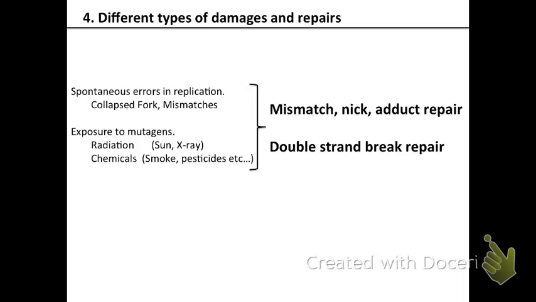All right. So let's now classify the types of damage into two groups to go through them. Some of the spontaneous errors in replication, like a collapsed fork, mismatches, and exposure to various mutagens can cause mismatches, nicks, and adducts, and these are repaired by mechanisms that can repair these. And then there are mechanisms that can repair double-strand breaks. All right, let's start with the nicks.